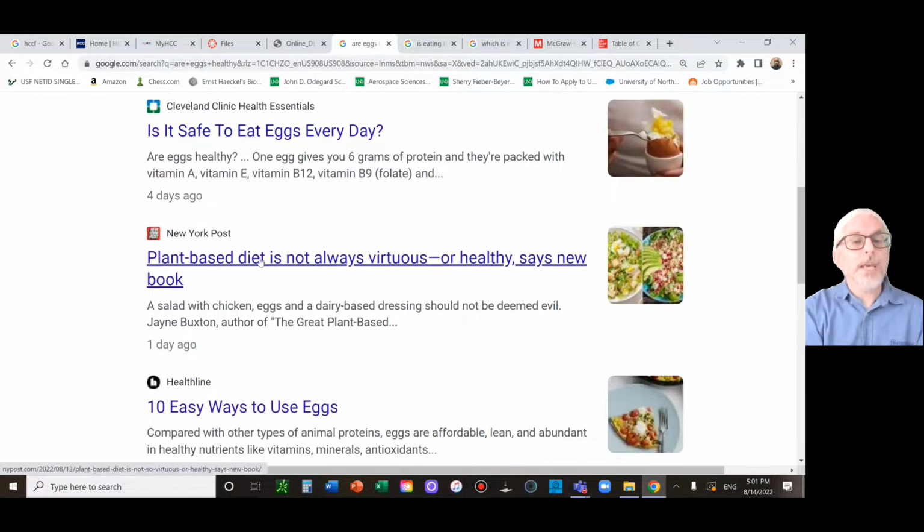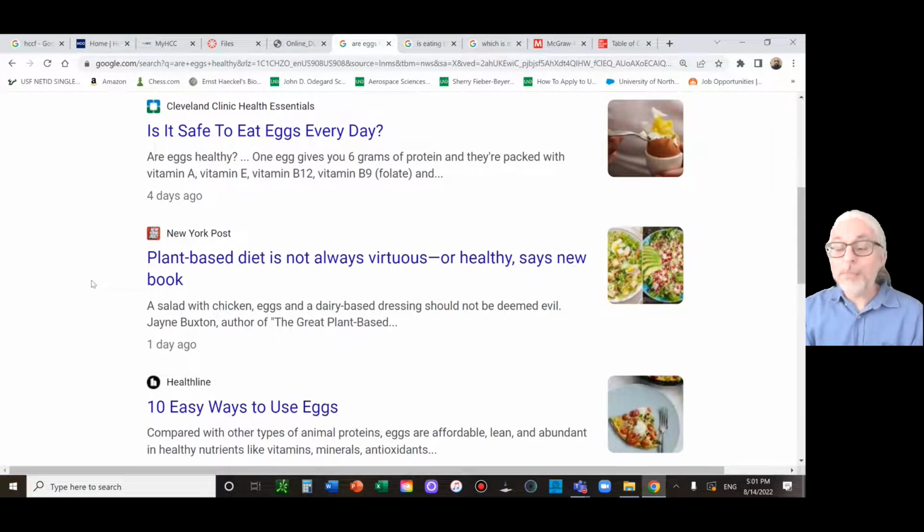Great. Plant-based diet is not always virtuous. Yeah, so that's always a curious one. I don't know if you saw this, but there's a big brouhaha going on right now, Cracker Barrel. Apparently, Cracker Barrel introduced plant-based substitutes, tastes like sausage, but is made from plants, to their menu. And a lot of people didn't react well to that. Why? Is it really healthy to eat this plant product?